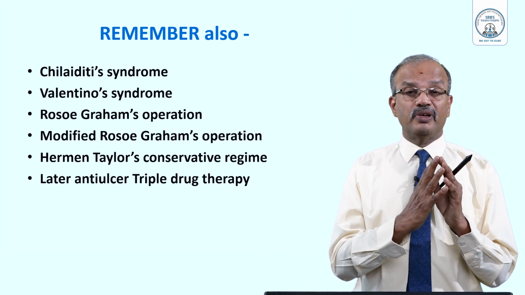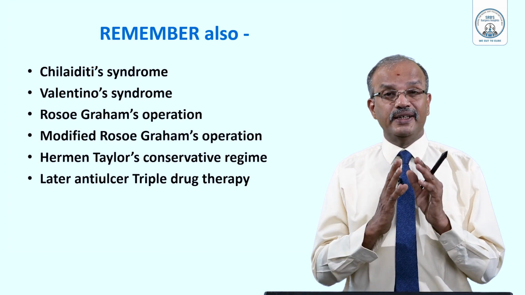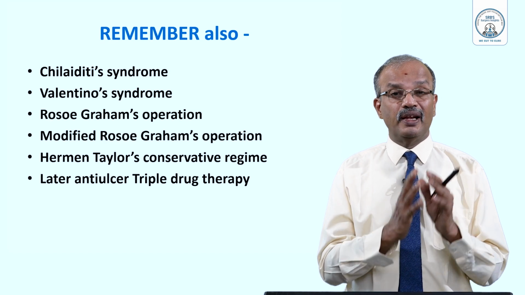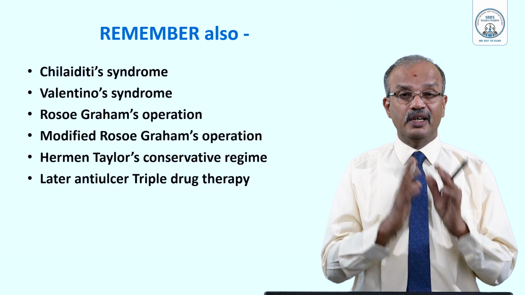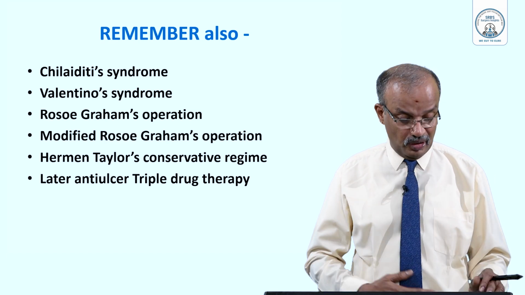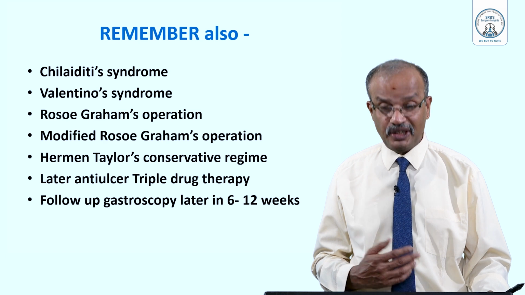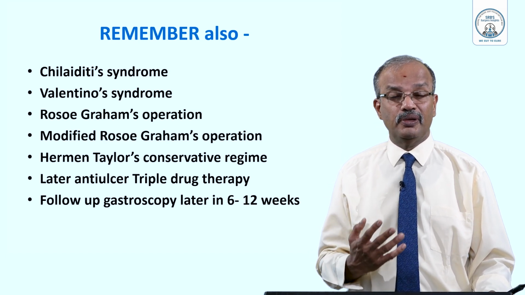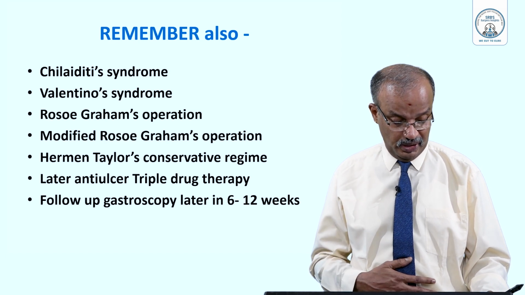In duodenal ulcer, remember, anterior duodenal ulcer perforates, posterior duodenal ulcer bleeds. Anterior duodenal ulcer is less likely to bleed. Posterior duodenal ulcer is retroperitoneal, unlikely to perforate. So anterior perforates, posterior bleeds. That dictum, that quote you have to remember always. So follow-up gastroscopy later in 6 to 12 weeks, and anti-ulcer therapy, including either pantoprazole or omeprazole or whatever your choice, should be given in this patient.